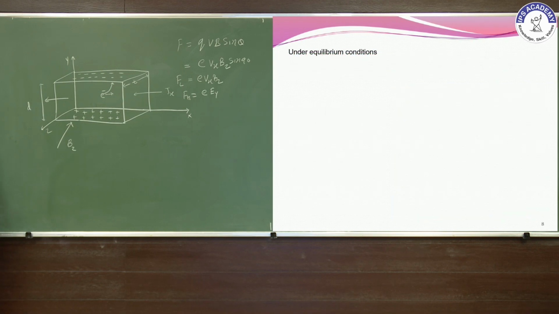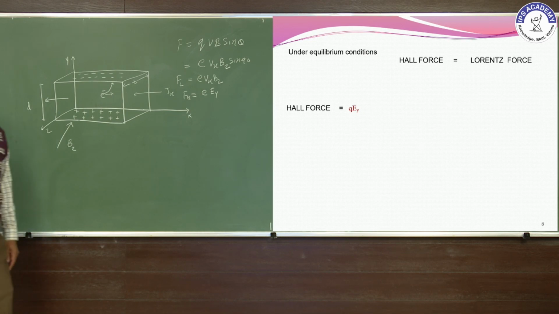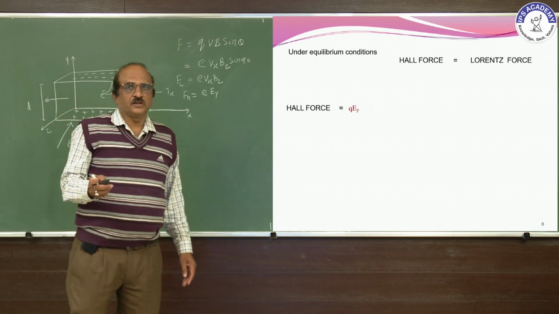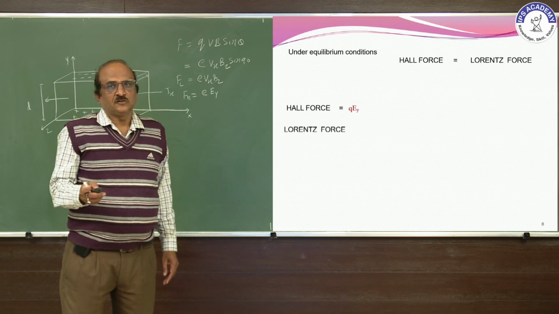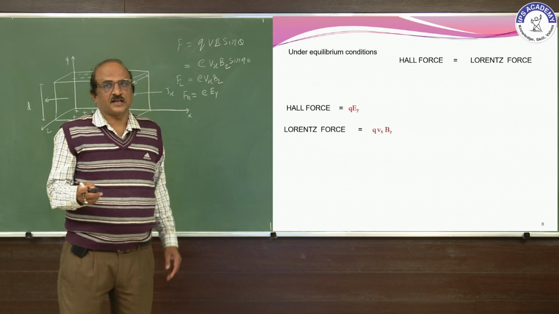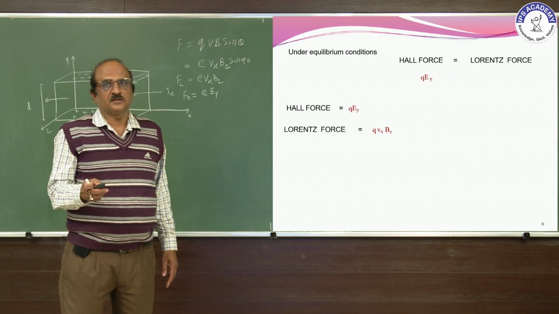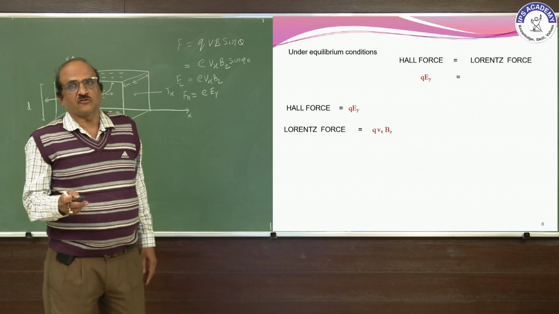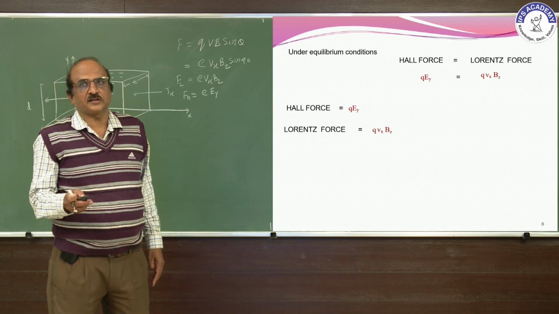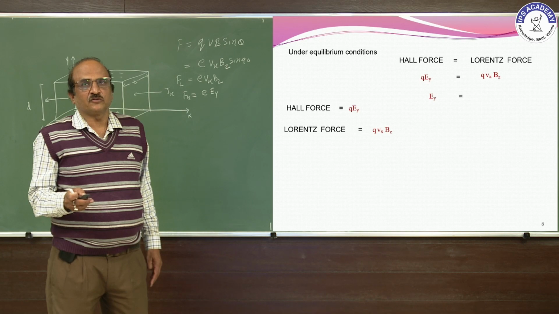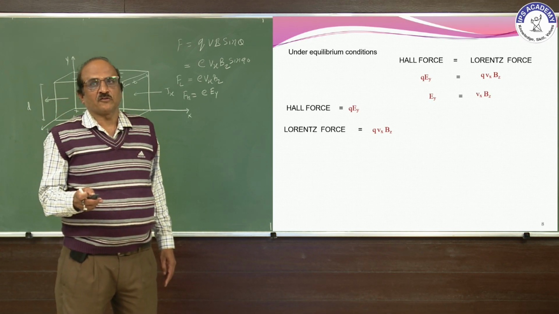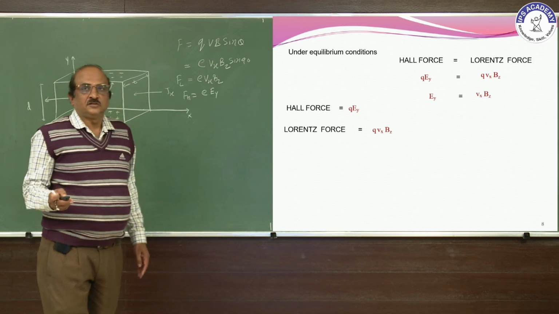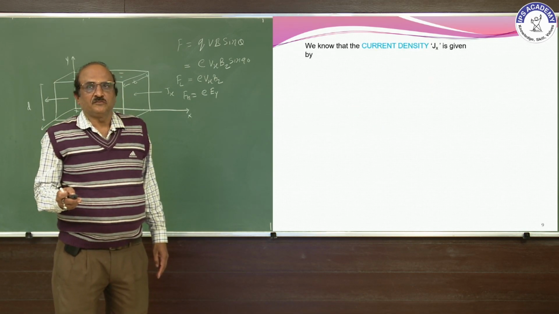Now under equilibrium condition, Hall force equals Lorentz force. Hall force is eEy, Lorentz force, as I have written here, eVx Bz. Both the forces are equal. eEy equals eVx Bz. Then e cancels out, so Ey equals Vx Bz. So we calculated the Hall field.